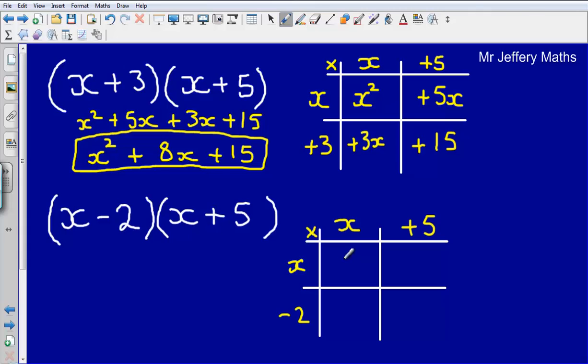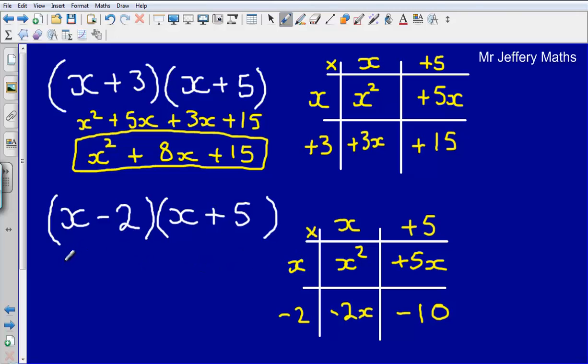So x multiplied by x gives us x squared, x multiplied by +5 gives us +5x, x multiplied by -2 gives us -2x, and then -2 multiplied by +5 will give us -10.